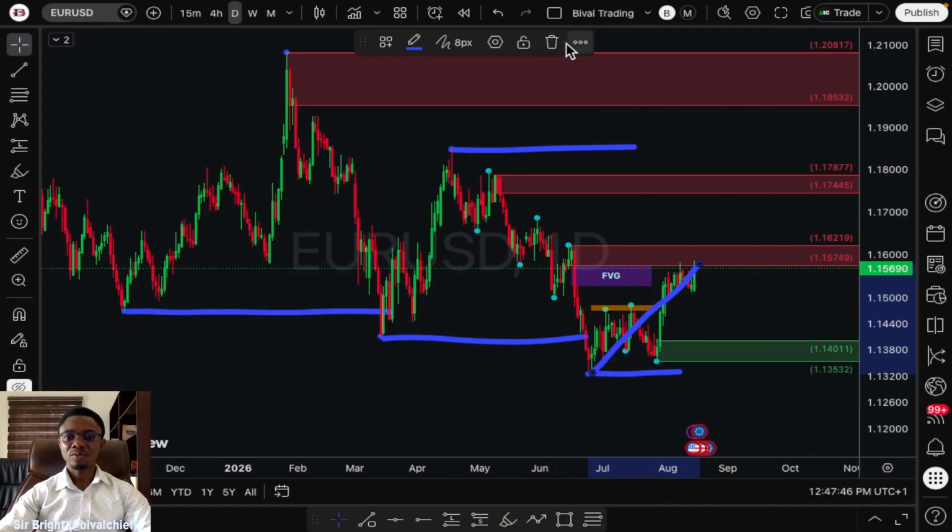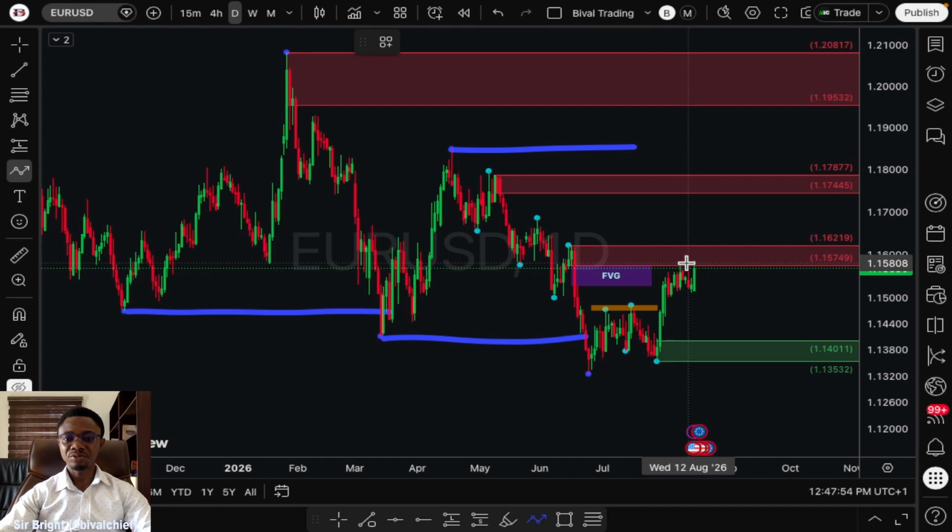In the coming week, what I'll be looking out for is to short EUR/USD. To do that, I'll be observing price action to see if there will be a market structure shift here. Then any pullback there will give me an opportunity to short EUR/USD to this daily demand zone on the daily time frame.